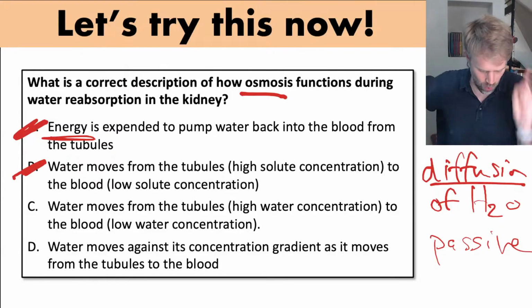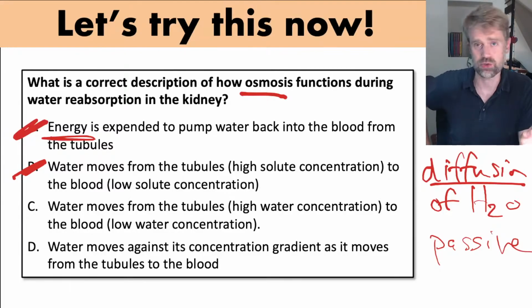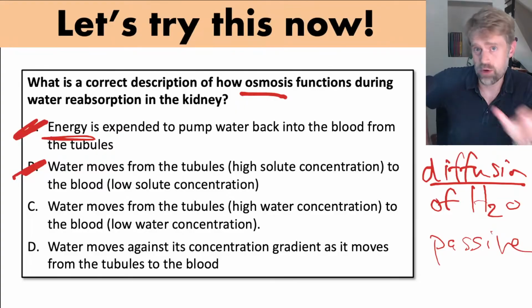C, water moves from the tubules, high water concentration, to the blood, low water concentration. Ooh, that sounds pretty good. Osmosis is water moving, water diffusing from high water concentration to low concentration. So I'm pretty sure C is right.